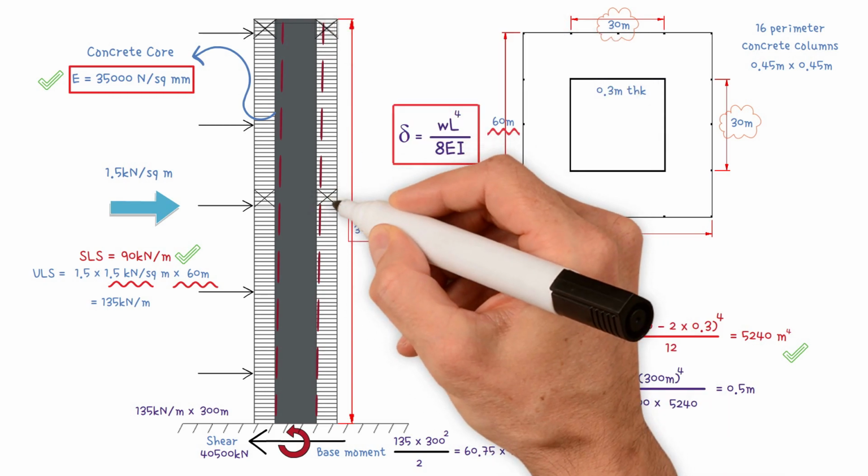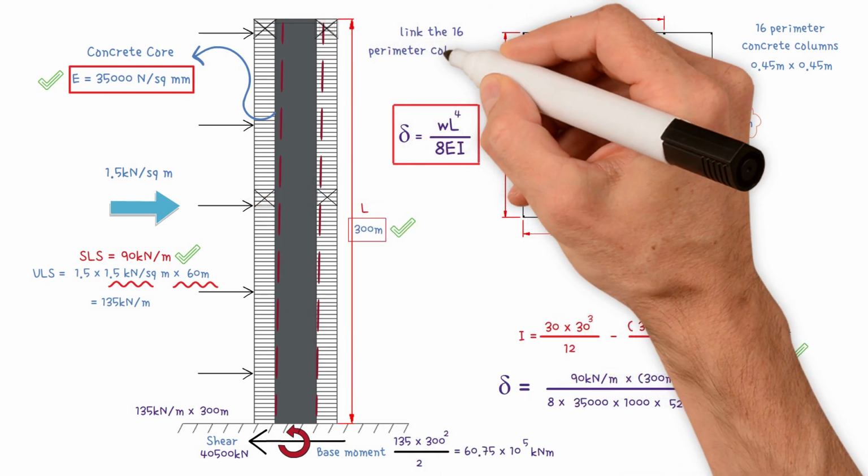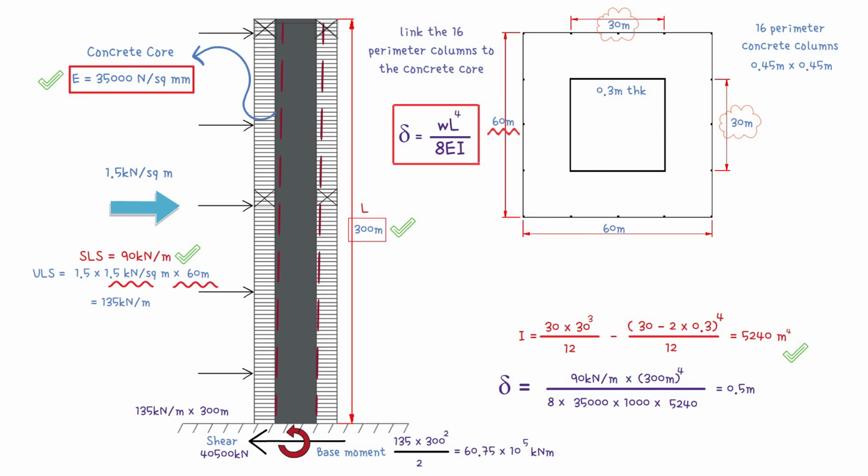Next, if outrigger trusses link the 16 perimeter columns to the concrete core, this will stiffen the building, because the outer columns and core will work together to resist sideways sway. The effective second moment of area of the building can be estimated using the parallel axis theorem. The second moment of area of each column equals 0.45 to the power of 4, divided by 12, giving us 0.00342 meters to the power of 4.